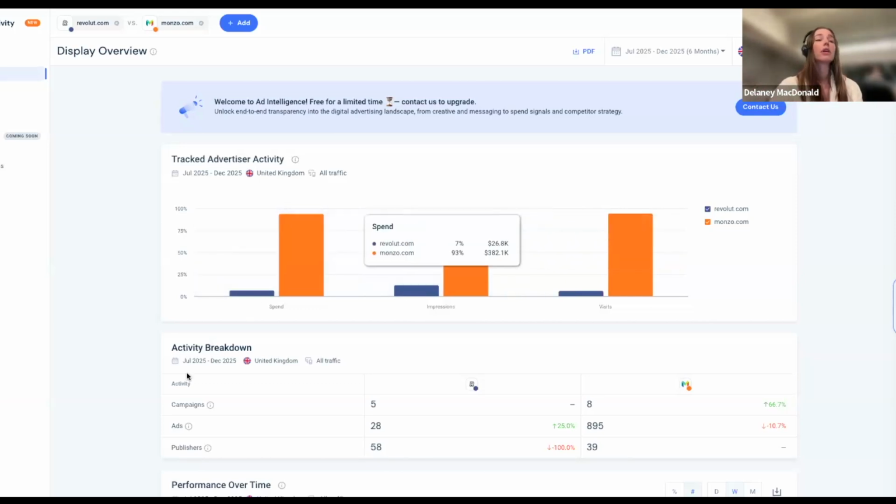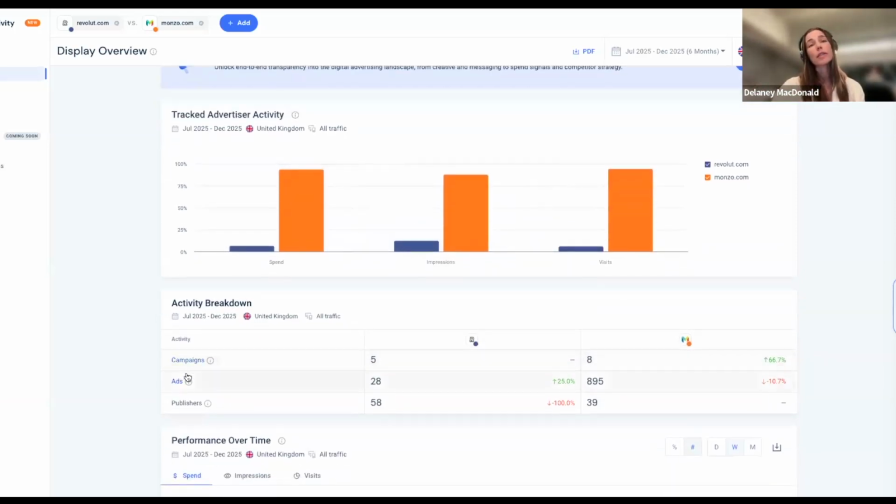And scrolling down, we do see more evidence that both these brands do appear to be going after scale, but with slightly different approaches. So I'm seeing that Revolut, they are going after a wider range of publishers. Monzo, it's not like they're only focusing on a few publishers, but they do seem to be experimenting more with ad formats. So they might be doing things like personalization, or maybe they're placing multiple ads on the same page, which is contributing to this much higher number.